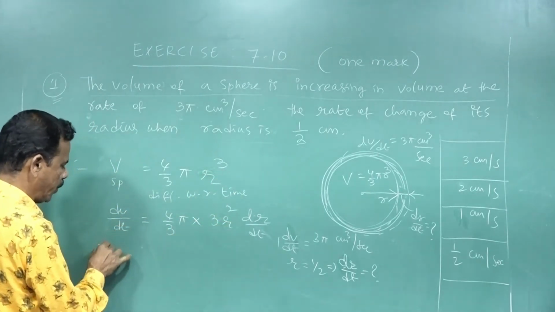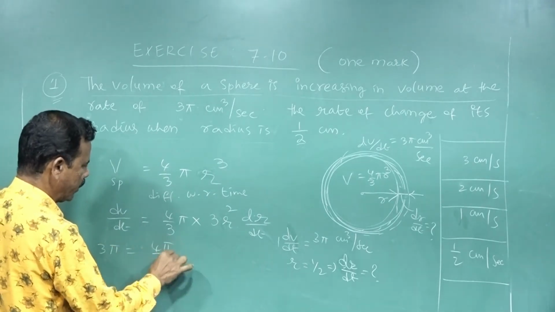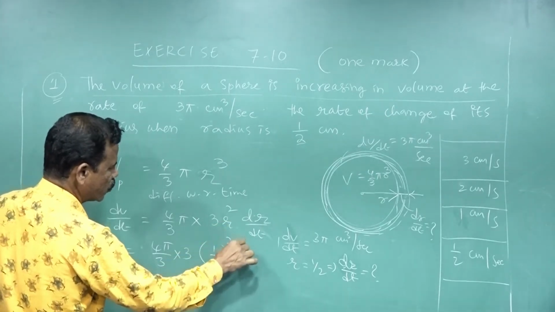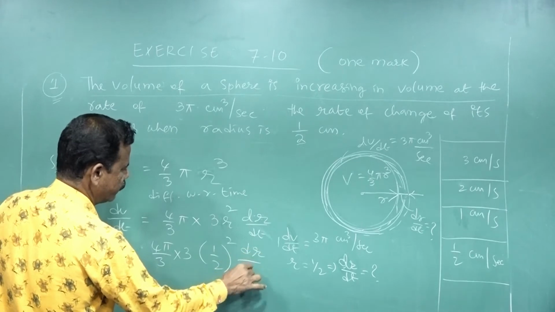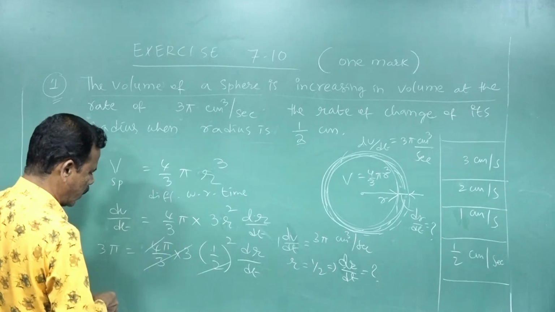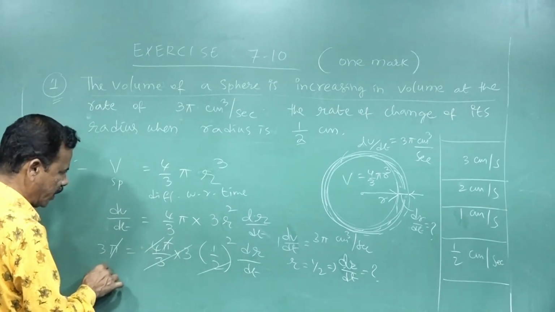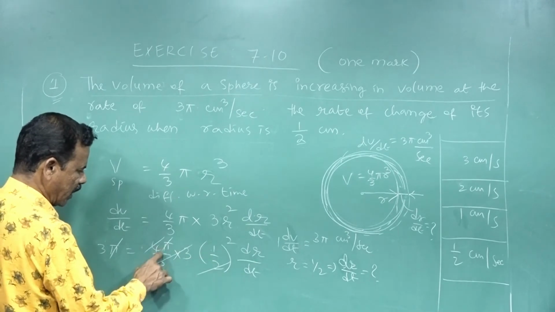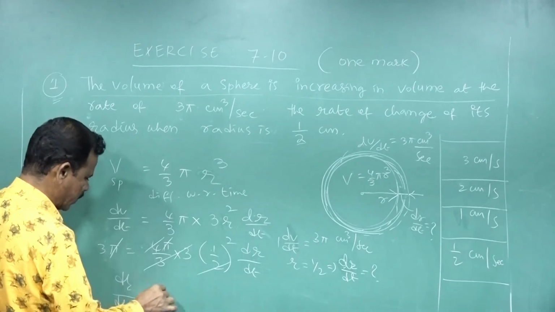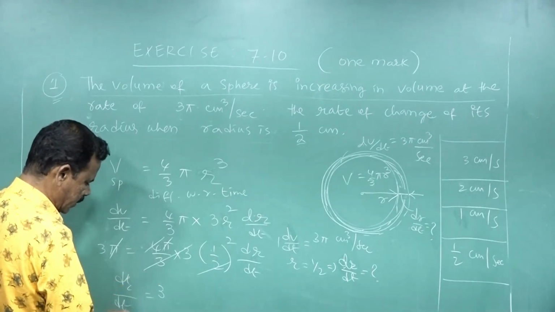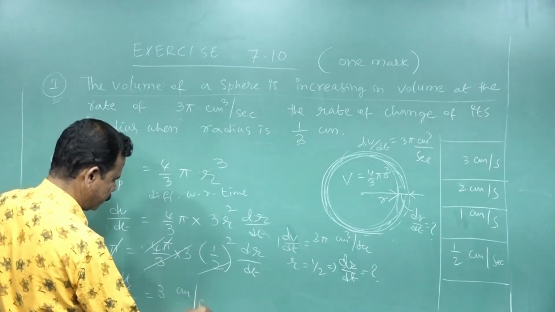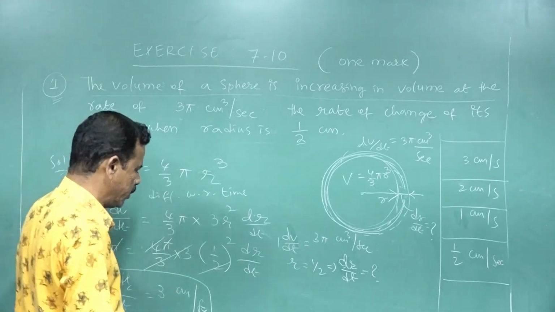Now dV by dt is 35. Here 4/3 as it is, 3 as it is, r square is 1/2 whole square, times dr by dt. 3 cancels, 1/2 whole square is 1/4, this 4 cancels, only dr by dt remains. So dr by dt is equal to 3. Here r is the radius and t is in seconds, so the unit is centimeters per second. This is the right answer: dr by dt is 3 centimeters per second.